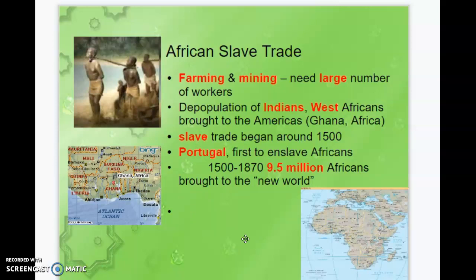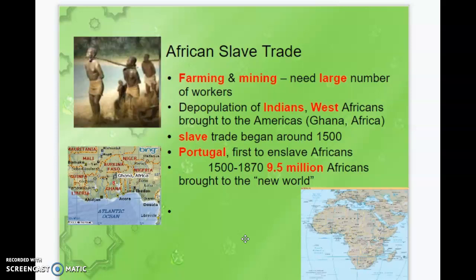So this slave trade began around the year 1500. And if you remember, we've mentioned this before, Portugal was the first to begin enslaving Africans. Remember the encomienda system we talked about, and Portugal was the first one to use it in Brazil because they were growing sugar there. And so they had a large number of sugar plantations that required workers. So they began to bring in Africans to work on those plantations.